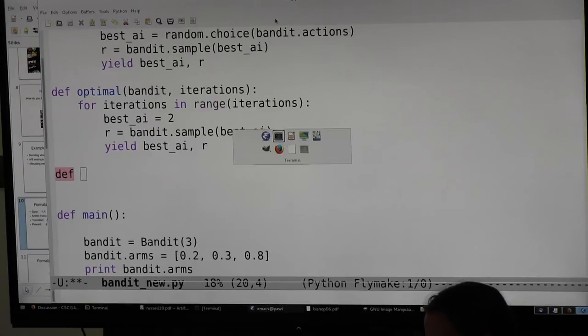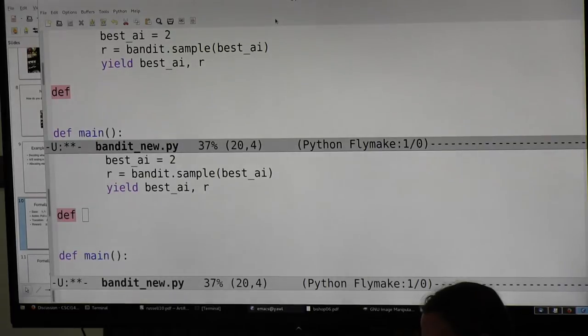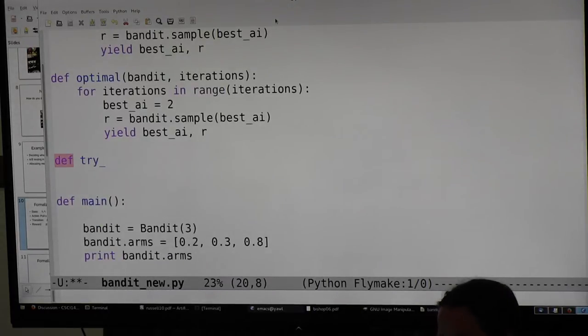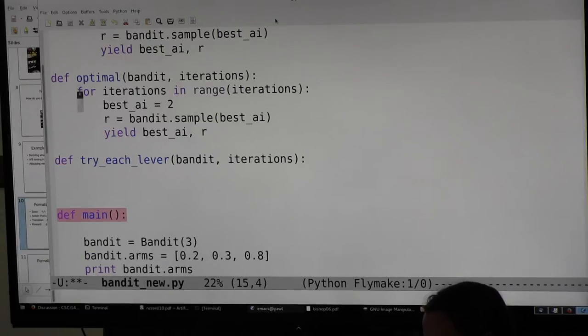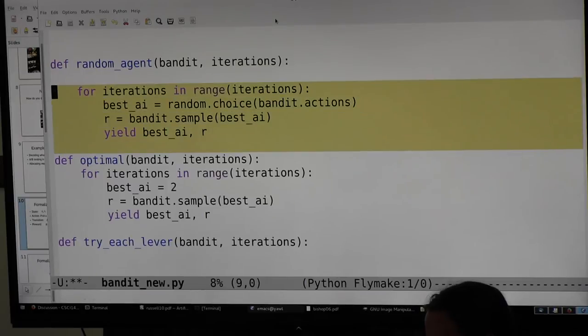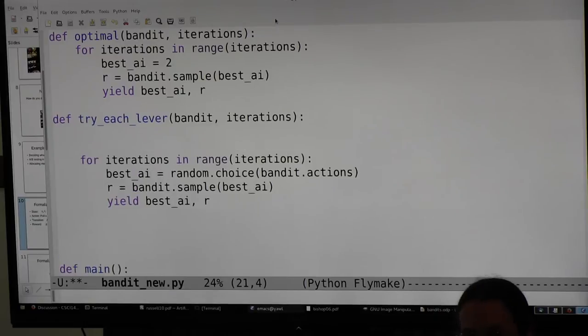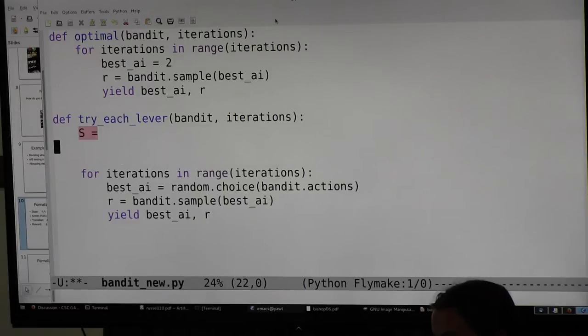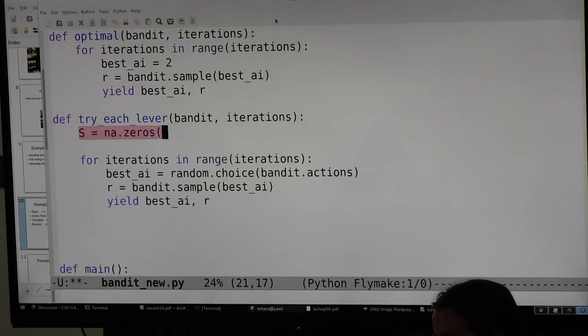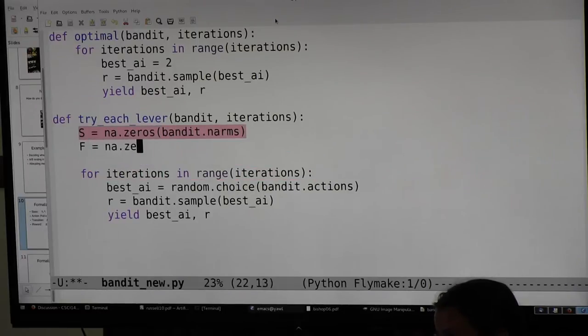I called that strategy something and I forgot what I called it. What should we call this? Try each lever. Bandit iterations. Okay, so let's just copy our little for loop. So what do we have to save for each lever? Total score received from it? Yeah, like number of times we got a cookie and the number of times we didn't. So I'm going to call that S for successes. And that's going to be an array of the size of the actions I can take. And F for failures.